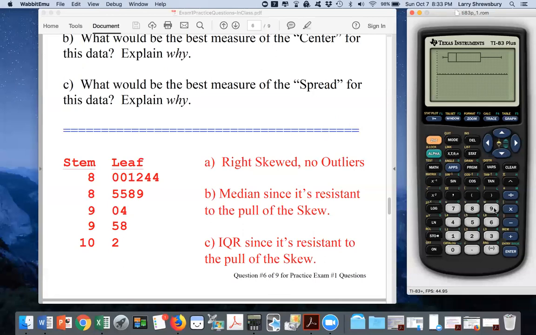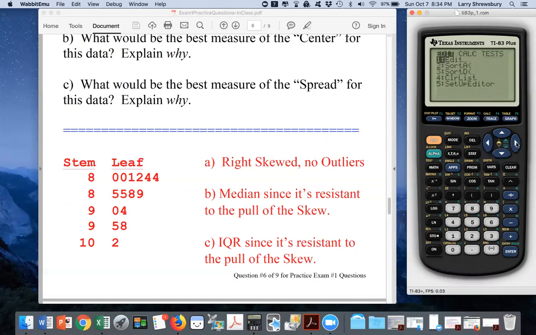Now, what are you going to measure the center with? Well, we can't use the mean because the mean's going to get pulled towards that skew and it won't do a good job of representing the typical data value. So we need to use the median and the interquartile range. Now, they didn't ask, but what are they equal to? Well, let's just do that. Since I entered the data in anyway, this will be super easy if you know how.